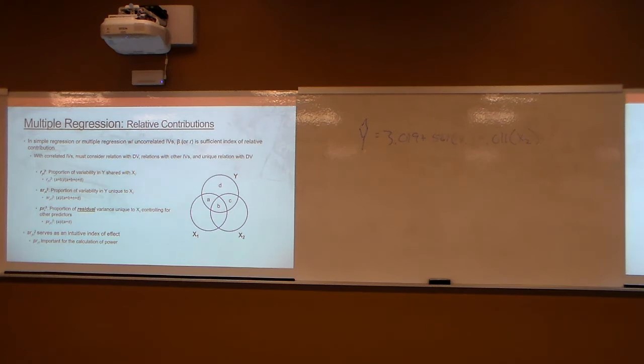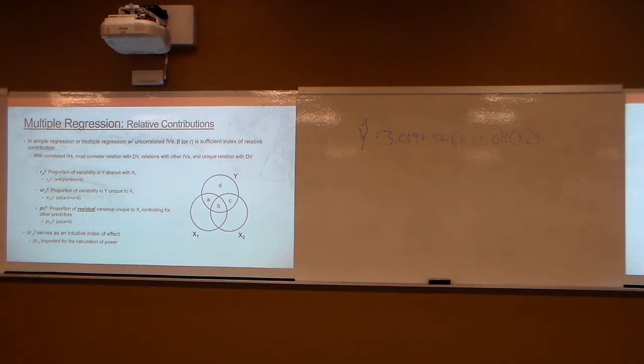Okay? So my squared semi-partial correlation, this is a nice intuitive measure, right? Because I can say, of the total variability in my outcome, what proportion of that total variability is unique to x1 in this set of predictors, right? That's an easy way to go through and think about things.